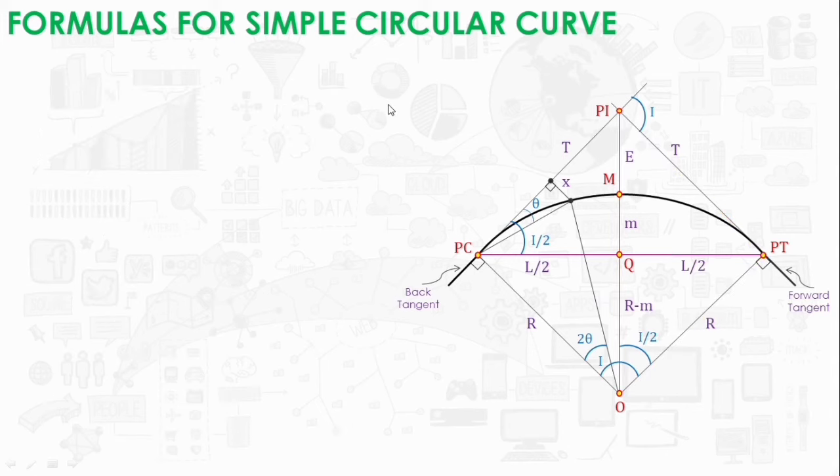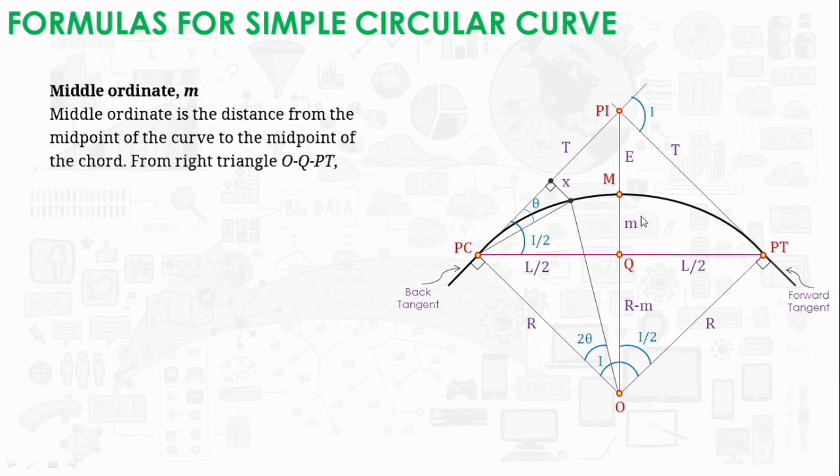Next, the middle ordinate. It is the distance from the midpoint of the curve to the midpoint of the chord. So, consider the right triangle O, Q, PT. We can derive the formula for M from it.